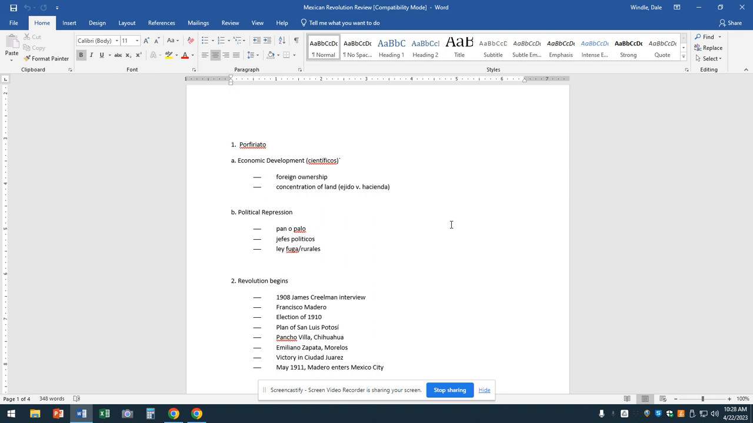Diaz didn't want to be violent. Pan o palo was a famous policy: bread or the club. I'd rather co-opt you and bribe you and control you, but if necessary, I will use violence. He ruled through a system of jefes políticos, which means political bosses. In every state of Mexico, he had local bosses loyal to him who controlled the machinery of government. He could be ruthless. La ley fuga, the fugitive law, said that you could do extrajudicial killing if someone was trying to escape.